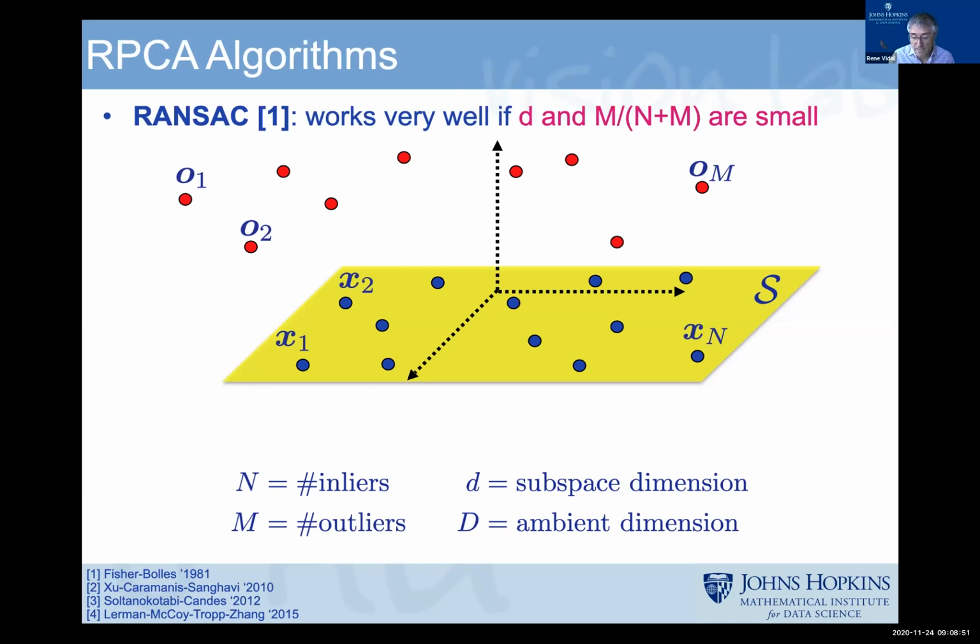But if you keep sampling, eventually you will sample two blue points, and then you will identify the yellow subspace in this particular case. So when does this work, and how many iterations do I need in order to identify the correct subspace? Well, this works well if the dimension of the subspace is small, but also if the percentage of outliers is small. But it's well known that this method fails as soon as the dimension is high or the number of outliers is high.